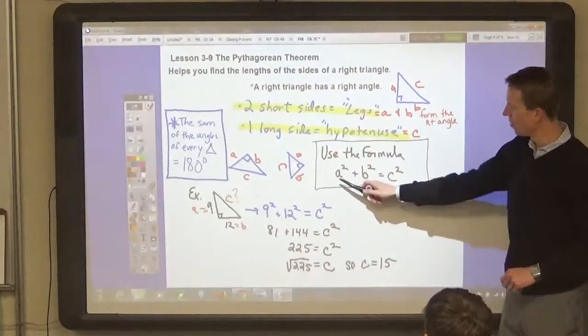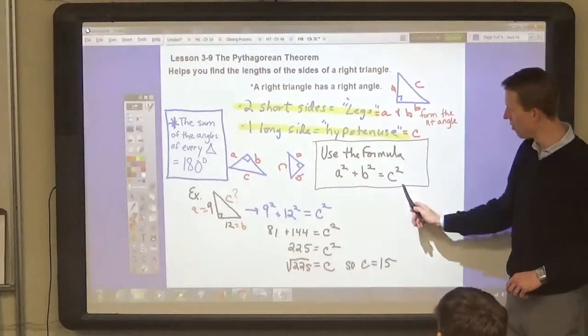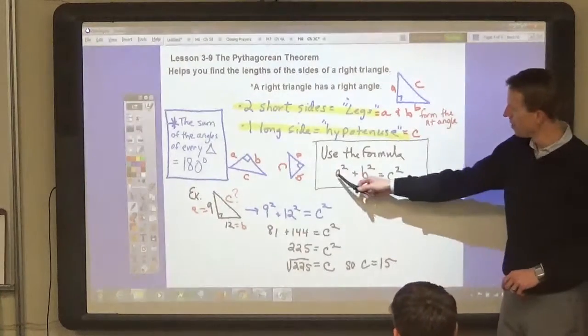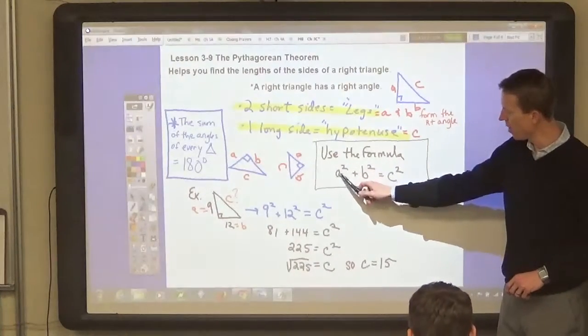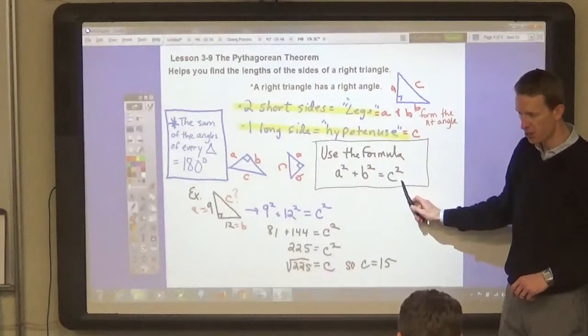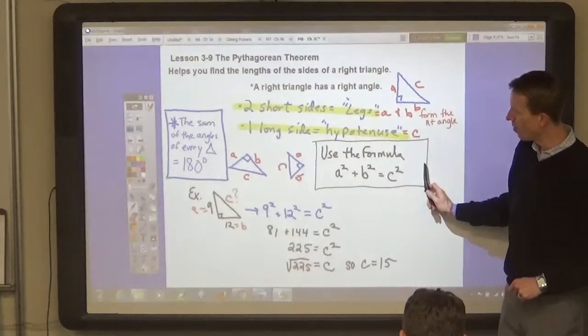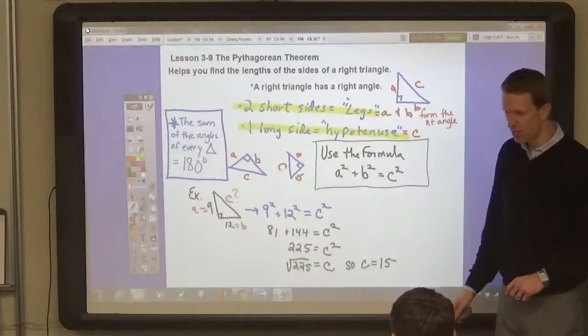Okay? So last time we talked about square terms and how to find square roots. If you use this formula, a squared plus b squared equals c squared, make sure you write that down and star it, or put a box around it. That's going to help us find the length of the side.